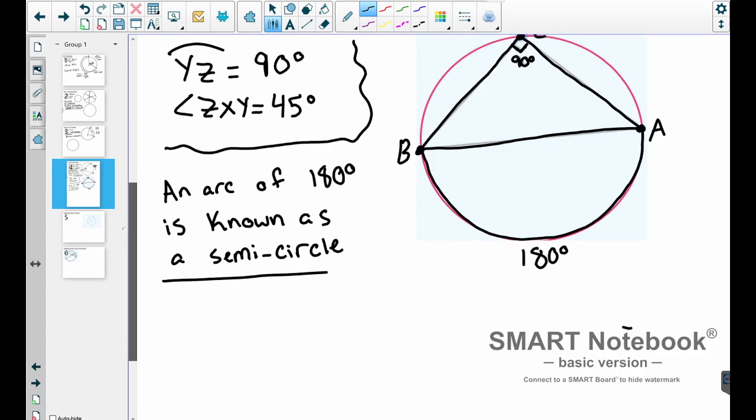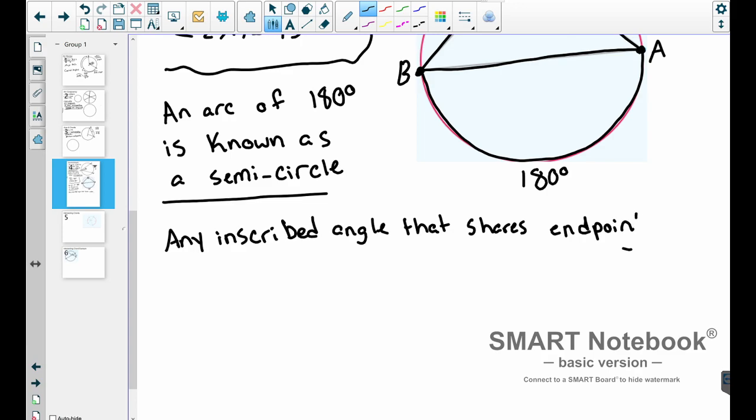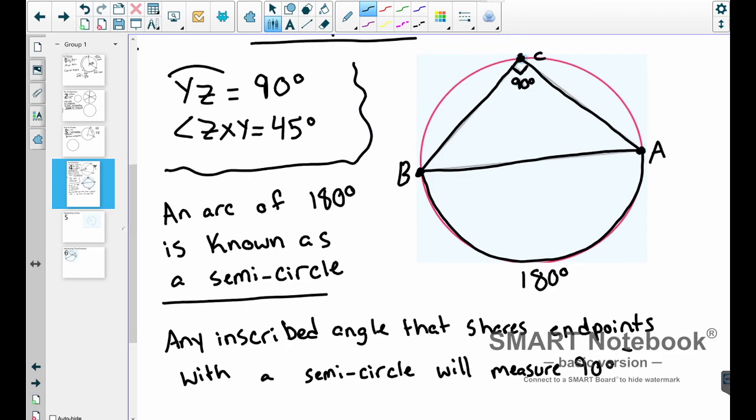So let's see what we just said again. Let's write it down. Any inscribed angle that shares endpoints with a semicircle will measure 90 degrees.